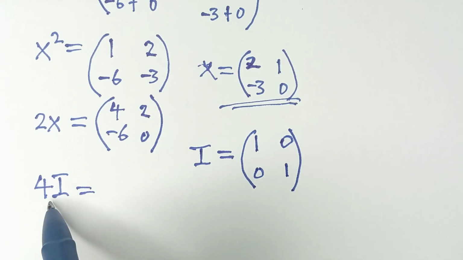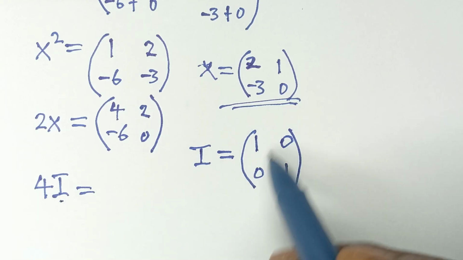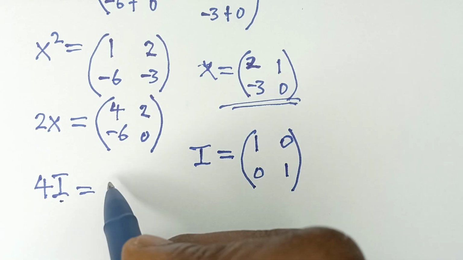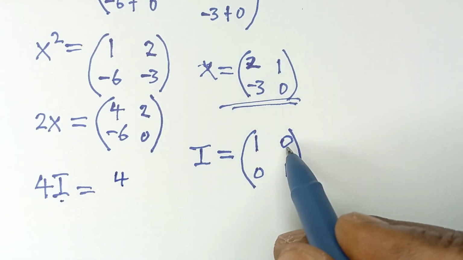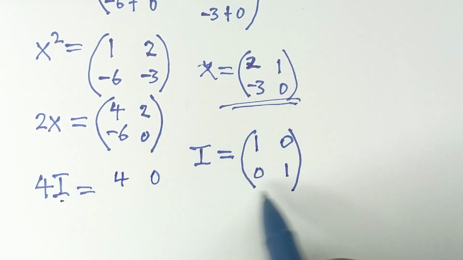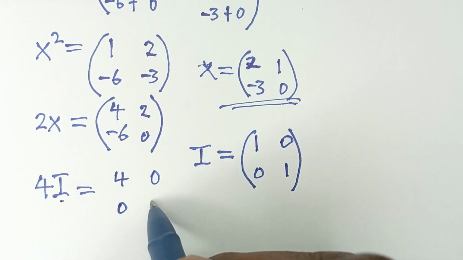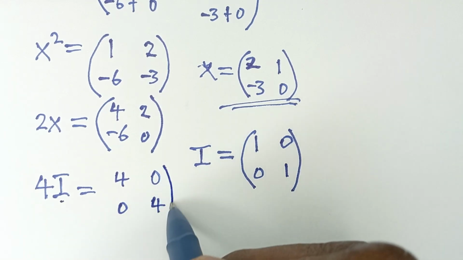So we're going to evaluate 4 multiplied by the I. So it's going to be 4 multiplying each term in this matrix. So 4 multiplied by 1 will give me 4. 4 multiplied by 0 is 0. 4 multiplied by 0 is 0. And then 4 multiplied by 1 is 4. So I now have 4i.